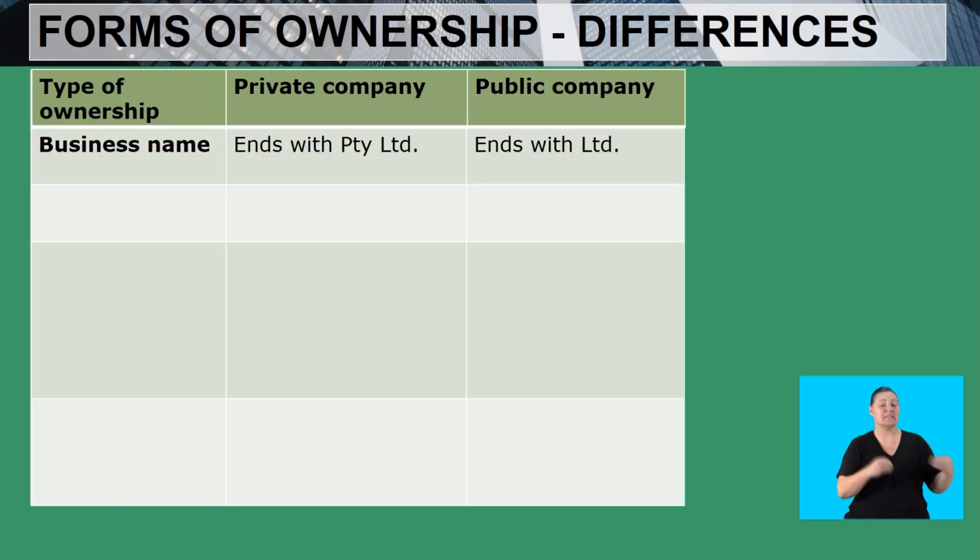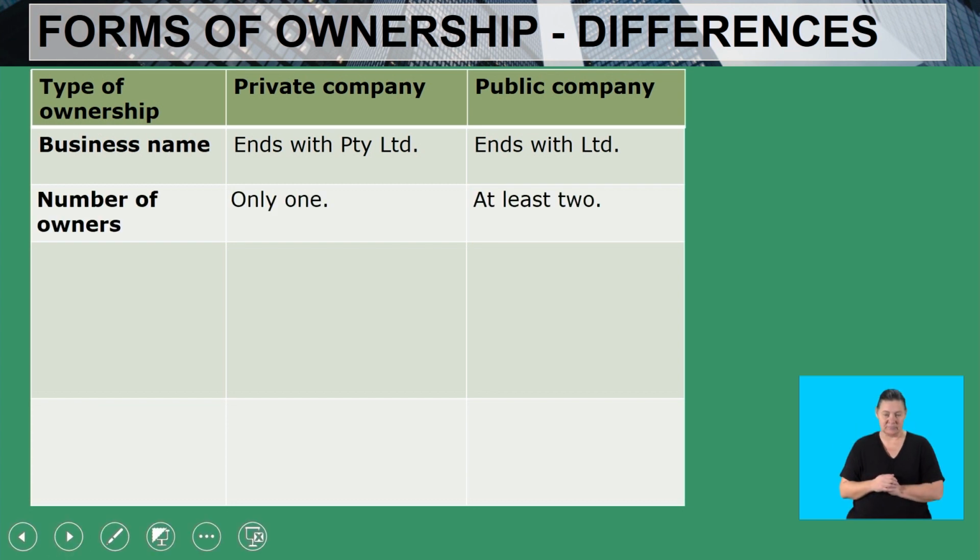Business name. Now we move on to private company and public company. The name of a private company must end with Pty Ltd. And then the name of a public company must end with Ltd. Then you would know very well that this is a private company because it ends with Pty Ltd, and this is a public company because it ends with Ltd.